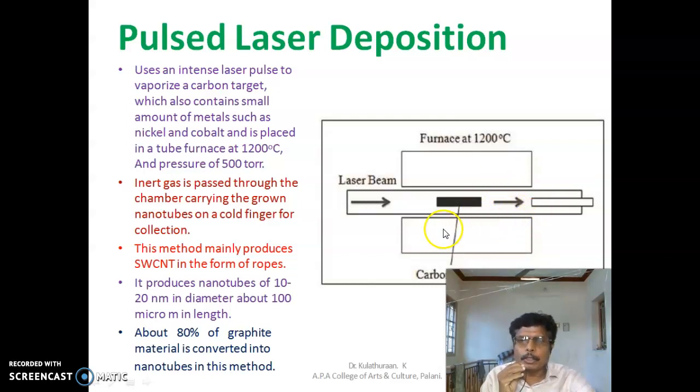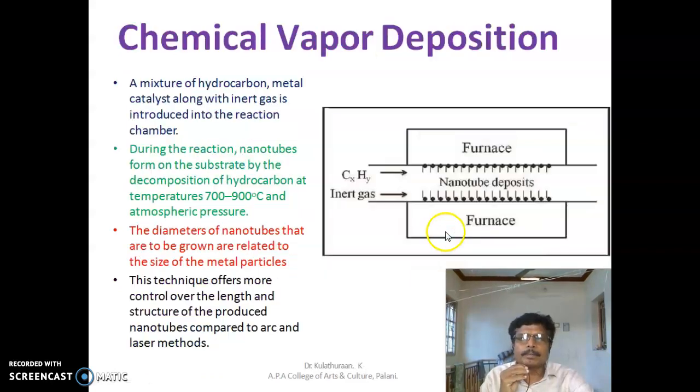It produces nanotubes 100 to 200 micrometers long, with a size of 10 to 20 nanometers. About 80% of the graphite material is converted into nanotubes in this method.